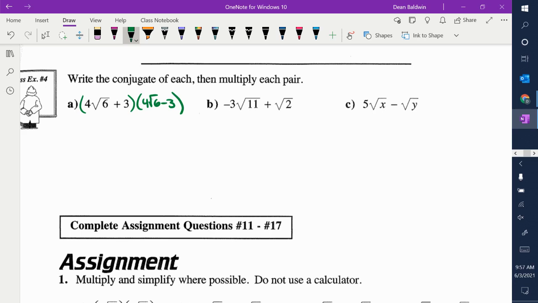Do you want to do the long or the short? Okay. The short says, I'll write it up here again. A minus B times A plus B is A squared minus B squared. So this is my A. There's my B. So I go 4 root 6 all squared minus 3 squared. So you tell me the answer now.